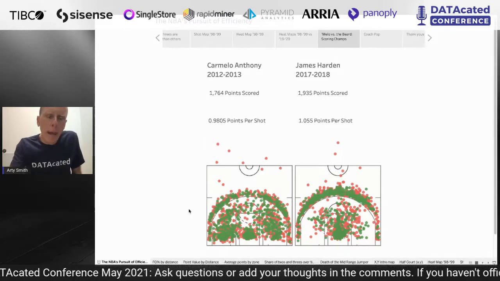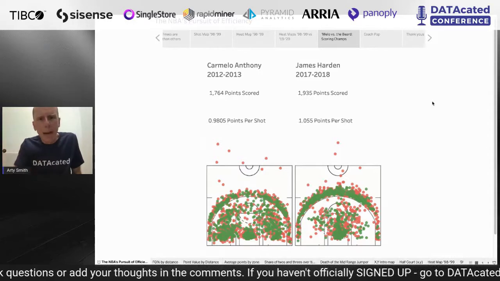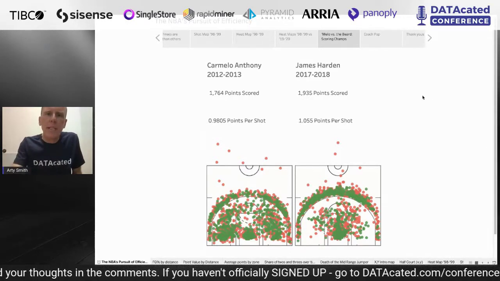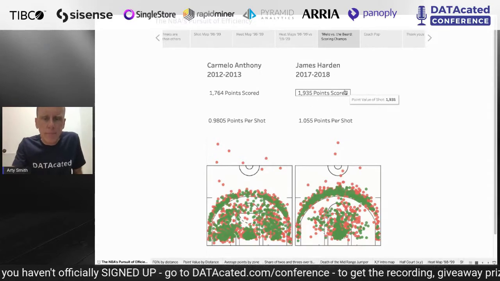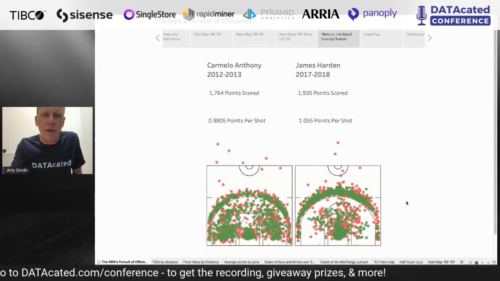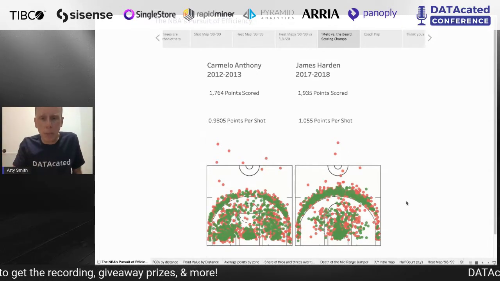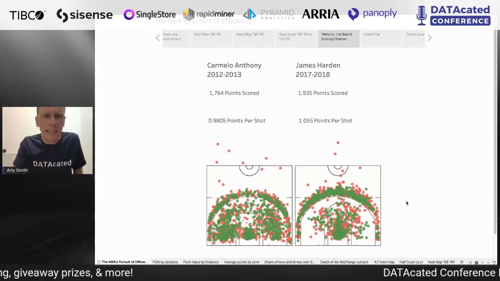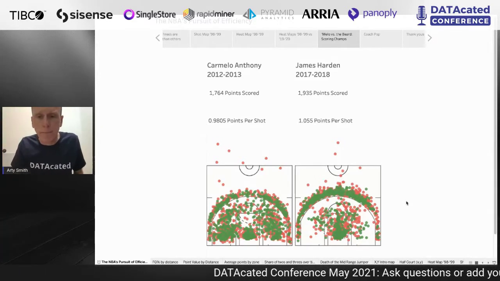And if we compare Carmelo to James Harden on the right, the shot maps look very different. James Harden in the 2017-2018 season scored a little over 1,900 points. And when we look at his shot map, it looks very different than Carmelo's. James Harden was a much more efficient player. He took shots underneath the basket. If he couldn't get those, he was going to take shots from three-point land.